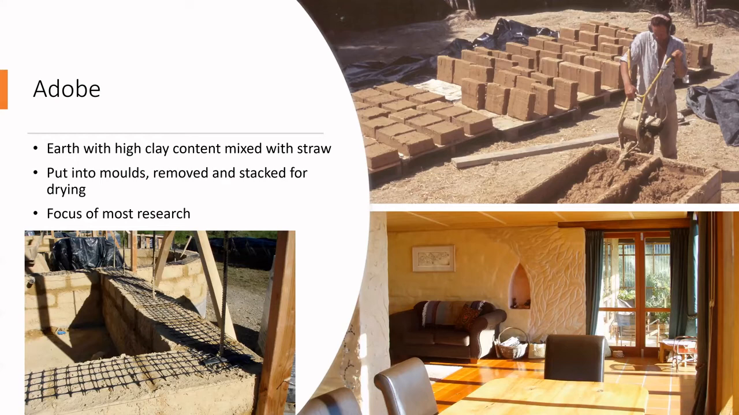So looking at adobe, you mix the earth and some water, get the moisture content right, and put it into the molds. Once that's dried enough, the mold can come off. And then when it's further dried, it can be stood up to dry and make those bricks. And then in this lower left-hand corner, I've got some geogrid reinforcing that's put in between the layers, and then vertical steel reinforcing that gives that integral performance of the earth wall. And that's important for us in seismic resistance. At the bottom right, you can see the inside of Richard's house and some of the beautiful detailing that people get when they build using this.